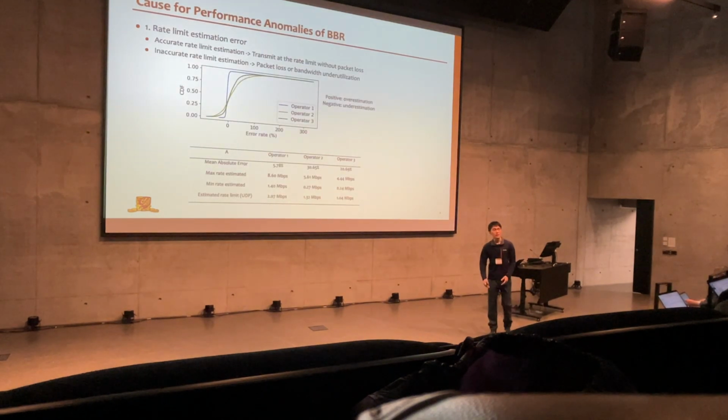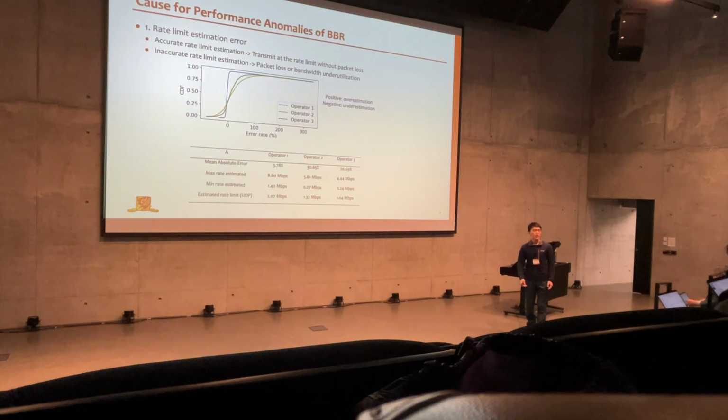Based on our analysis of the BBR source code, we revealed that there are 3 causes for the performance anomalies. The first cause is called the rate limit estimation error. The key of BBR's optimizer is to estimate the rate limit and keep the pacing rate at the rate limit. If we can estimate the rate limit correctly, then it can transmit without packet loss. Otherwise, it may underutilize the bandwidth or lead to high packet loss.